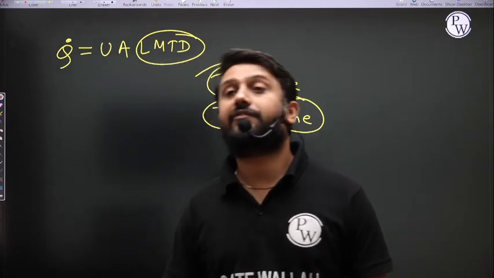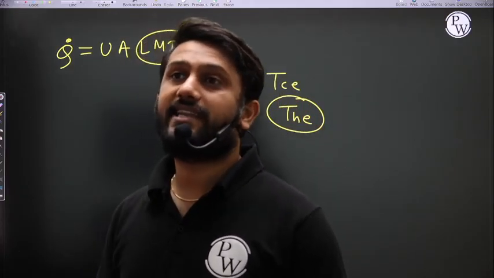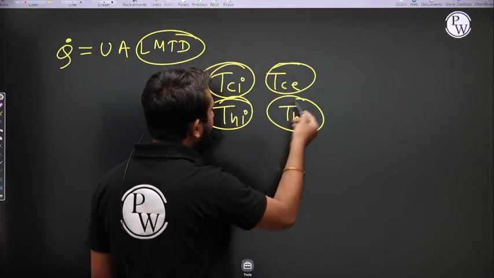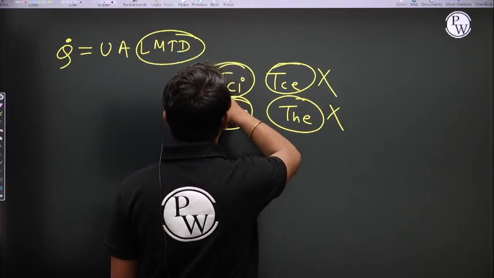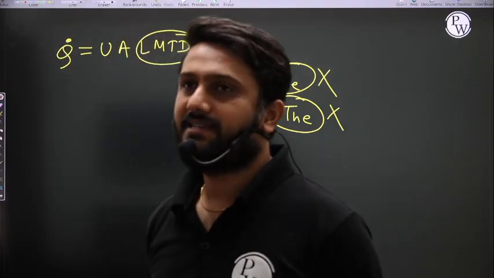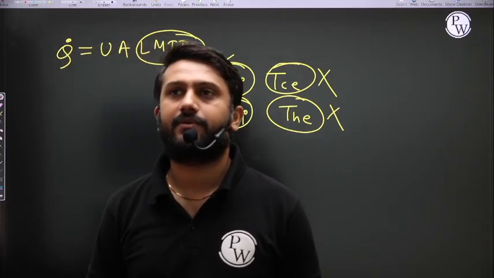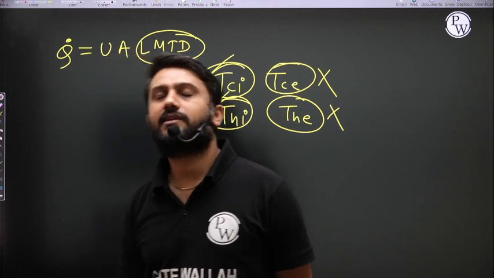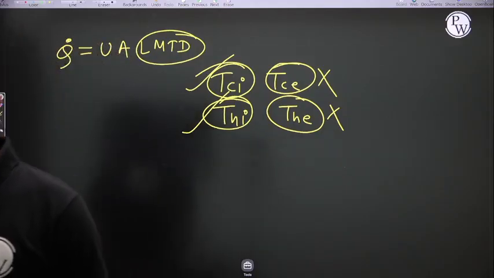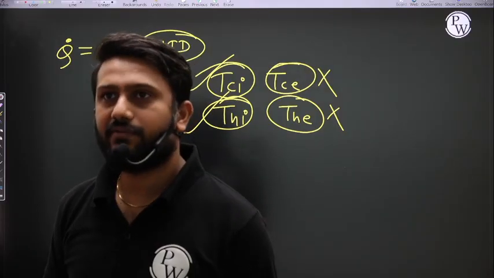But if the exit temperature of any fluid is not given, let us assume TCE and THE are not given, and only the hot fluid inlet and the cold fluid inlet are given, then without the exit temperature you are not able to find the LMTD. So if the exit temperature is not given, how do you find it? One way is to use hit and trial.